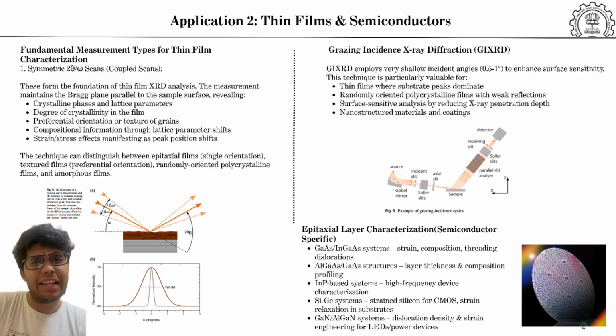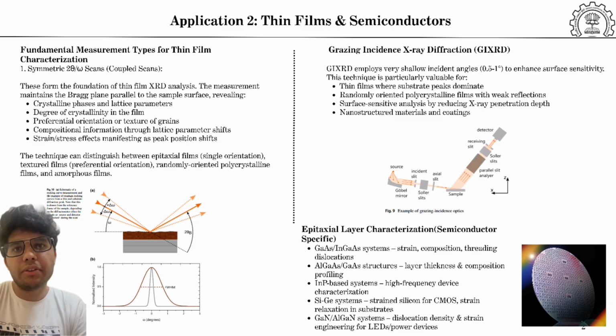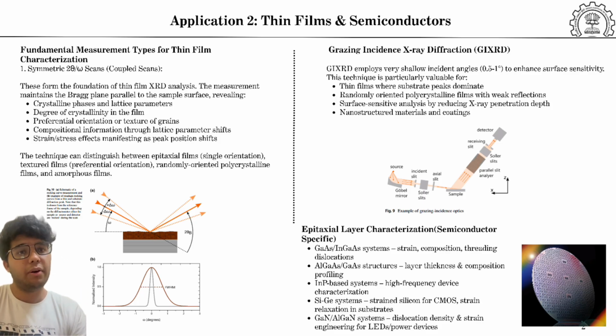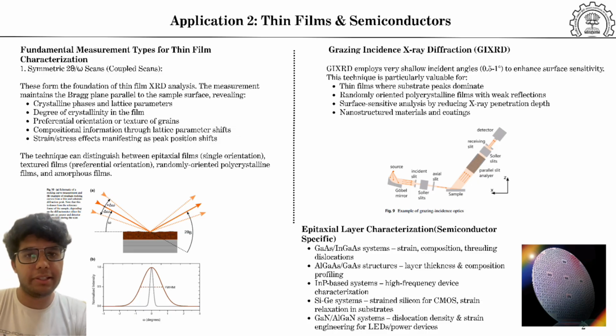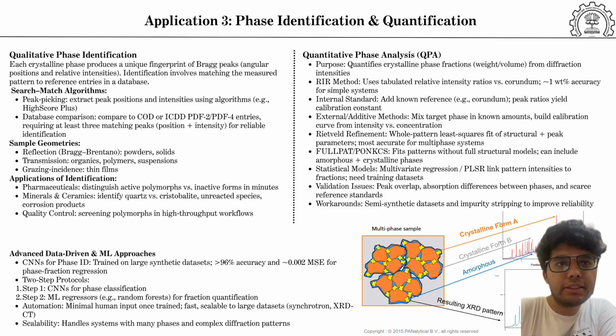And in gallium nitride and aluminum gallium nitride, which are vital for LED and power electronics, XRD quantifies dislocation density and strain engineering. So whether it's determining how well a film has grown and probing its defects, or confirming the structure of semiconductor devices, which is extremely important, XRD provides a non-destructive window into materials that are only a few nanometers thick. Right, so the third application that we'll be looking at is phase identification and quantification.